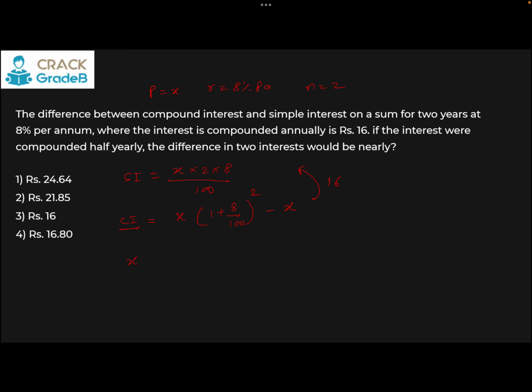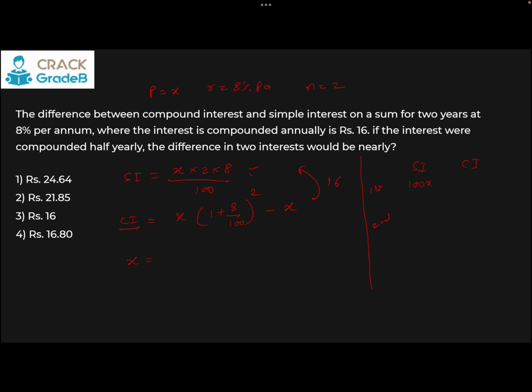So using this difference, we'll solve for the value of X, and then we'll use that X to calculate the compound interest when compounding is done semi-annually, and then we'll solve for the difference between SI and CI. So we'll have to calculate the SI first, and then the compound interest with half-yearly compounding. But that is going to be really lengthy, friends, right? So what we do instead is we consider the simple interest and compound interest for the first year and for the second year.